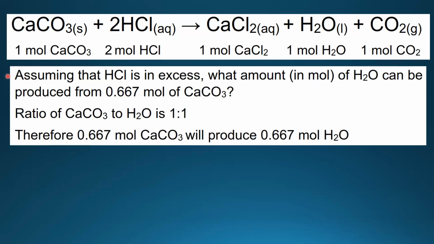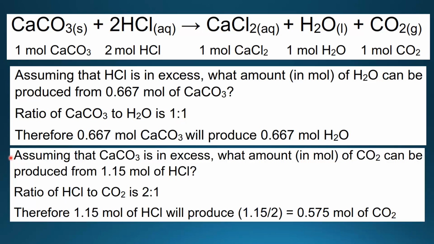So let's try an example. Assuming that HCl is in excess, so we have plenty of HCl, that makes calcium carbonate the limiting reactant. What amount in moles of H2O can be produced from 0.667 moles of calcium carbonate? We need to look at the ratio of calcium carbonate to water. The ratio is 1 mole of calcium carbonate to 1 mole of water, so it's a 1-to-1 ratio. Therefore, if we have 0.667 moles of calcium carbonate, we will produce 0.667 moles of water because of this 1-to-1 ratio.